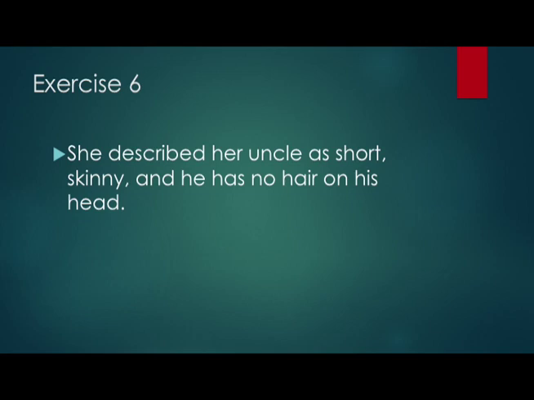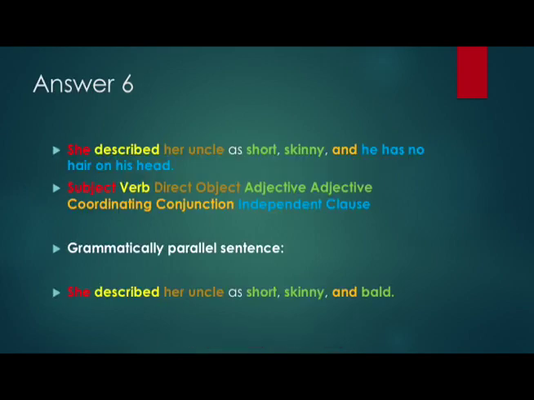Exercise 6. She described her uncle as short, skinny, and he has no hair on his head. So let's look at this sentence. So she is a subject, described is the verb. Her uncle is the direct object. And then we get the series of descriptions because she's describing him. So short is an adjective, skinny is an adjective, and is a coordinating conjunction, and then we have an independent clause. He has no hair on his head.